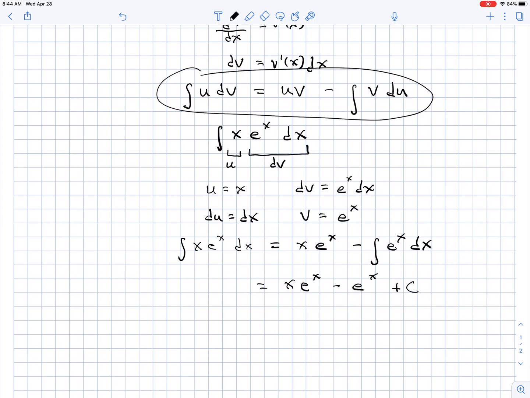plus a constant. You'll know you picked the u and dv wrong if when you get to this step, it's an integral that's just as complicated as the one that you can't do, basically. So we could have tried having u be e to the x and dv be x dx, but when we got to this step, we would see that it's an integral that's not easy. So then you can just try it the other way. Okay, so we're basically there. So equals, we can just factor out an e to the x. And there you go, that's it.